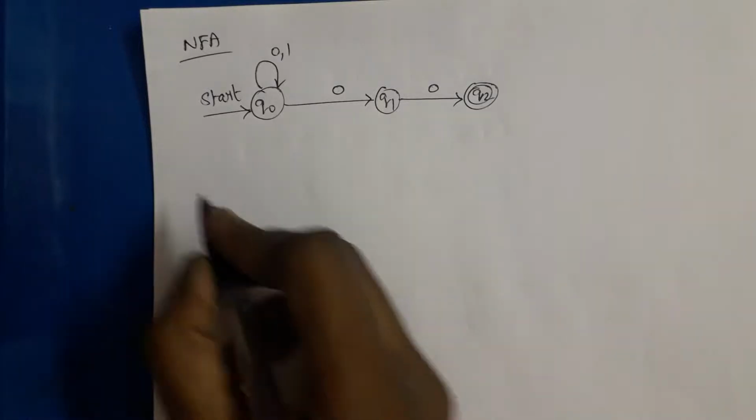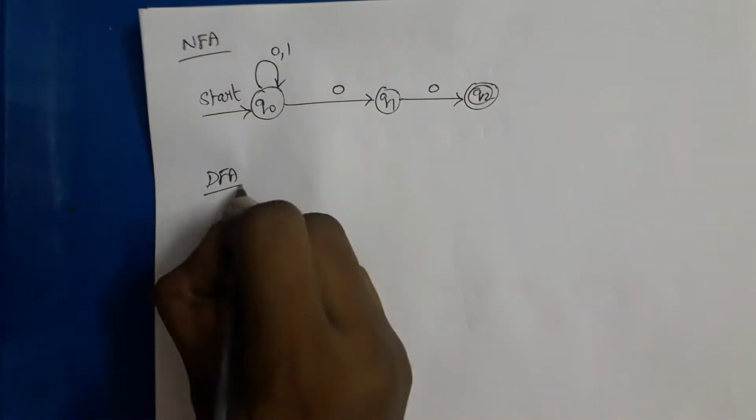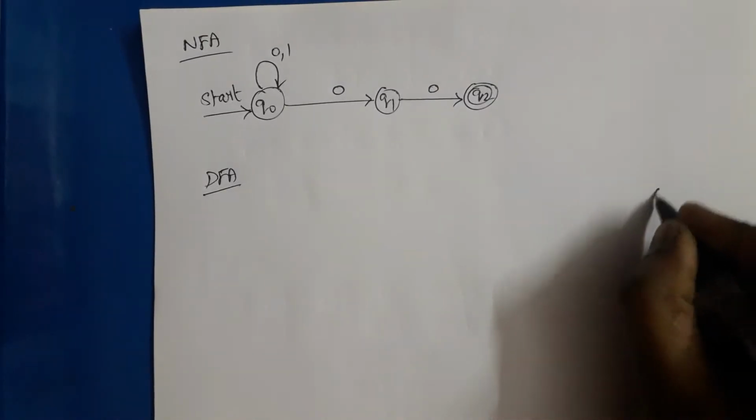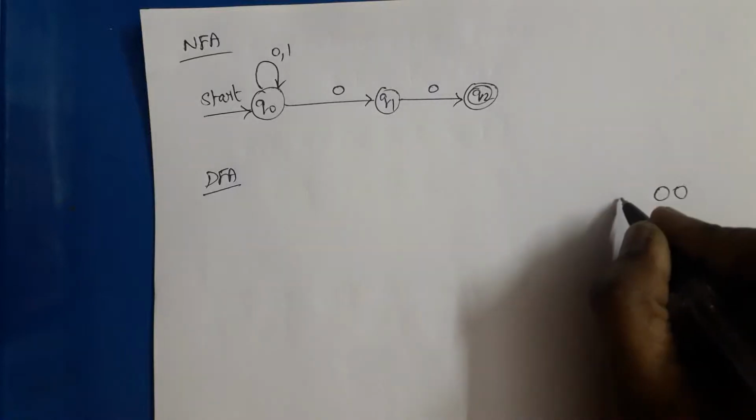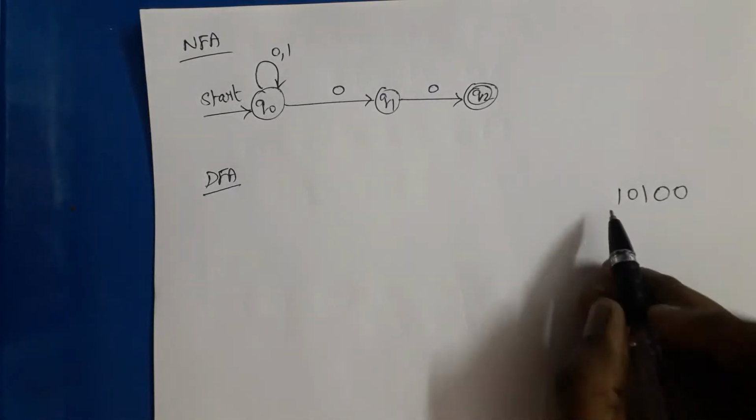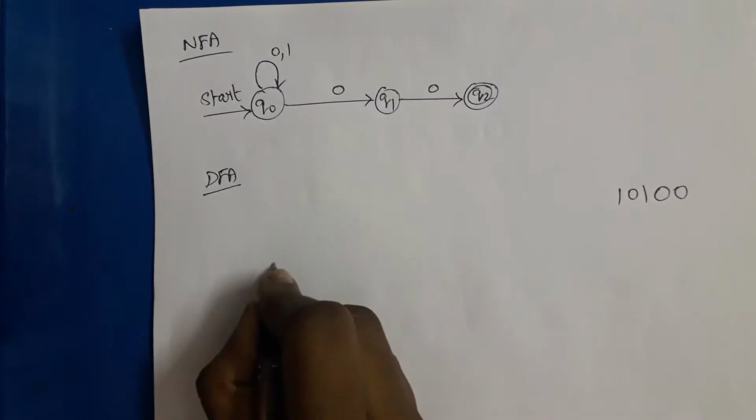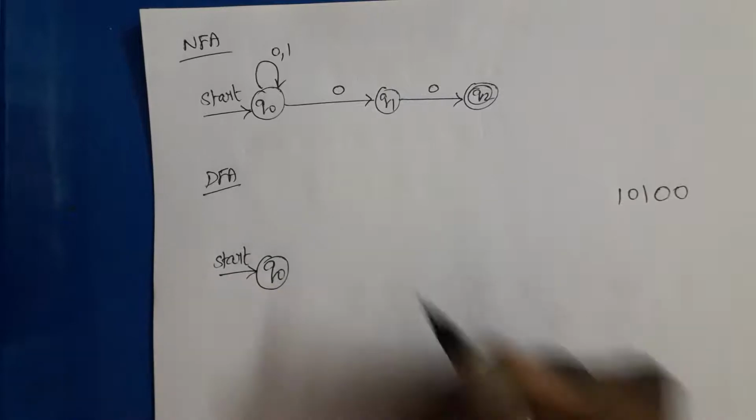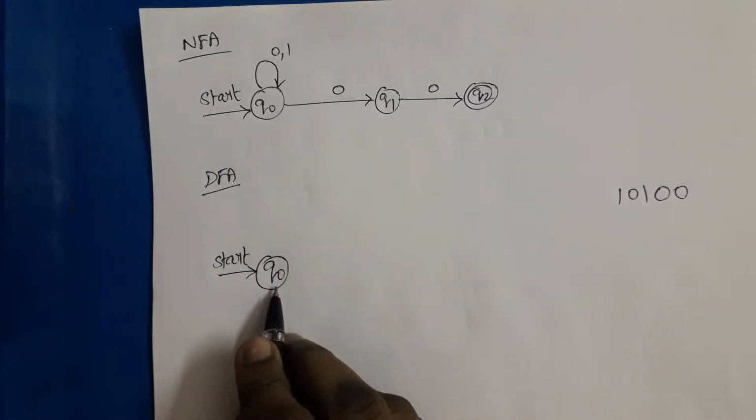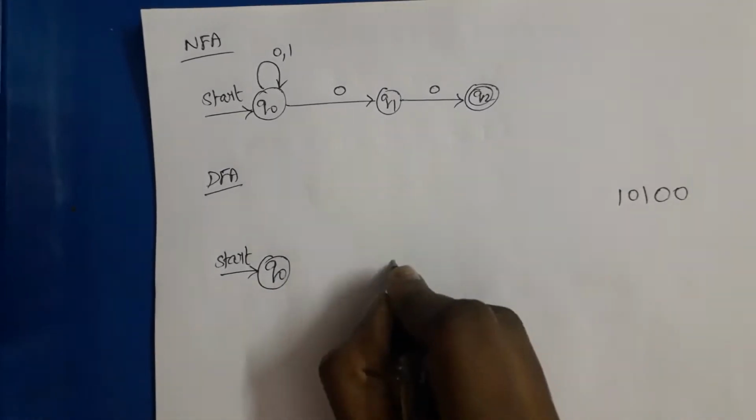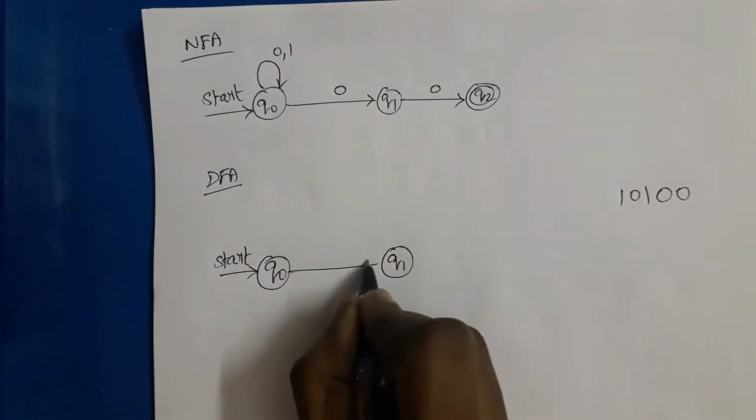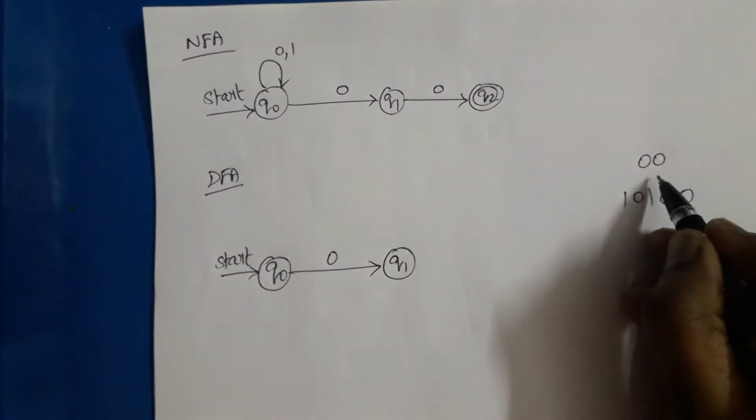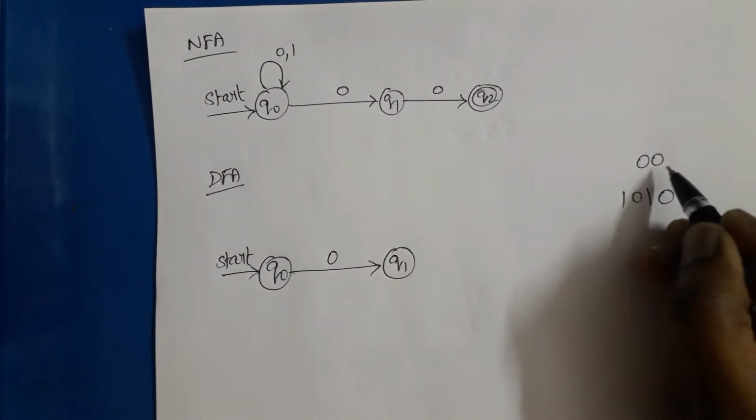Now we will construct a DFA for the same problem. That is, our DFA should accept all the strings that end with 0 0. So it may be preceded by any string, any number of zeros and ones. So consider Q0 as the start state for the DFA. From Q0, if 0 is the input symbol, then it should reach the state Q1, because 0 0 is also a correct input string, as the string ends with 0 0.